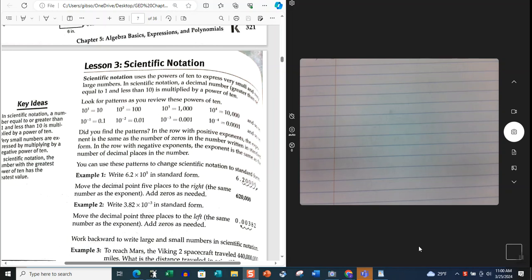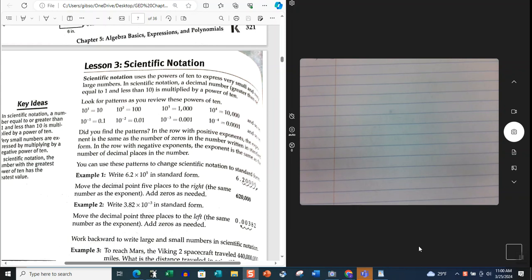Class, we're about to start lesson 3, scientific notation. Now, one thing that you need to know about scientific notation is that it is typically used to write very small or very large numbers, trying to condense those values.